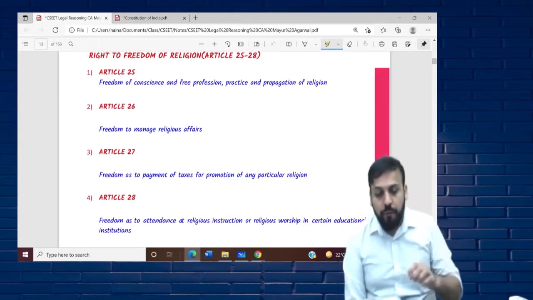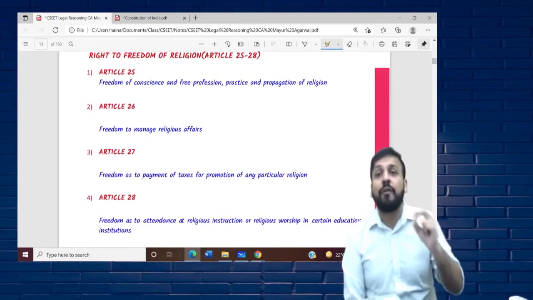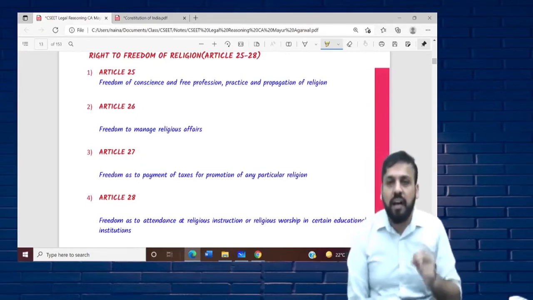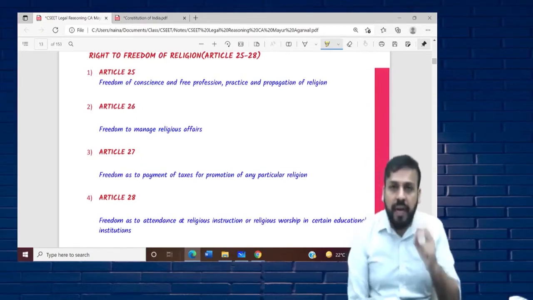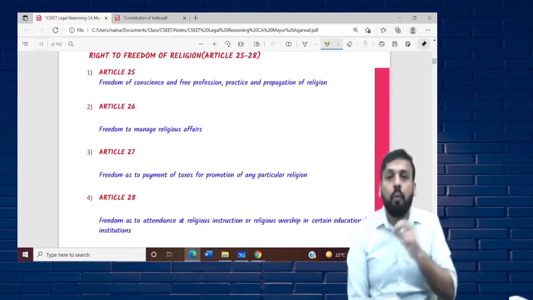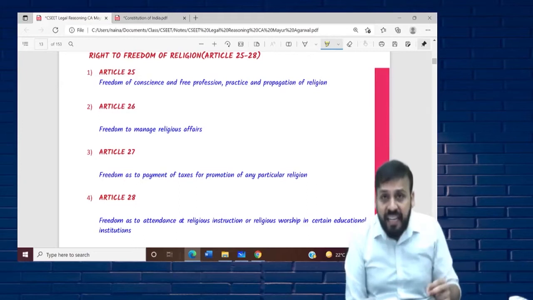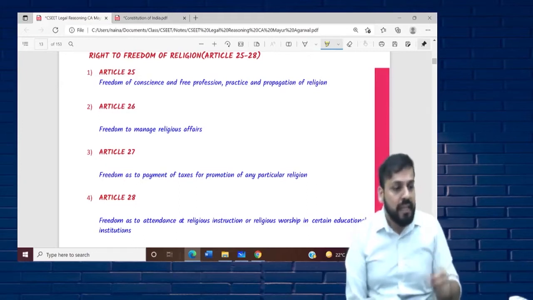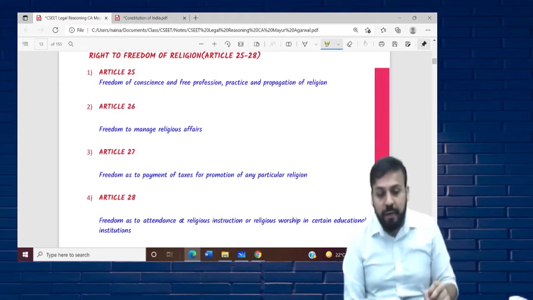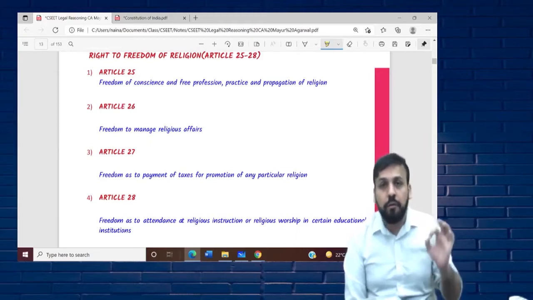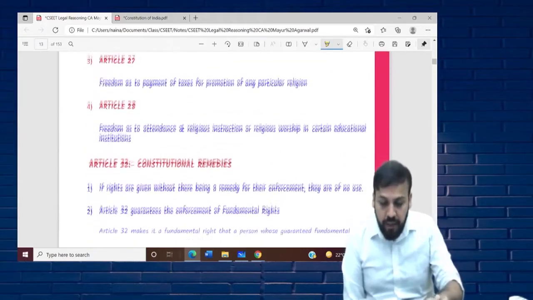So if your rights are being infringed, contravened, or deprived, what is the remedy? The remedy is you can approach the Supreme Court directly. Article 32 is giving that remedy.